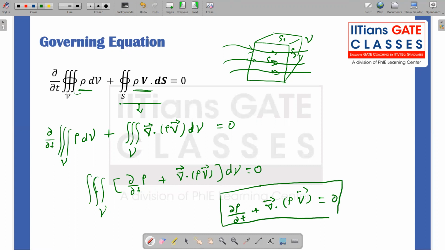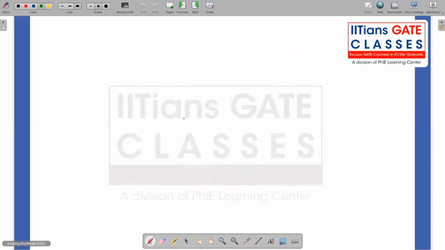This is the differential form of the continuity equation. We can further simplify this equation to write it in total derivative form. So how can we do that? We have dou rho by dou t plus the gradient of rho V. You have to note here, this is not just some constant times a velocity vector. This is a density field times a vector field of velocity.